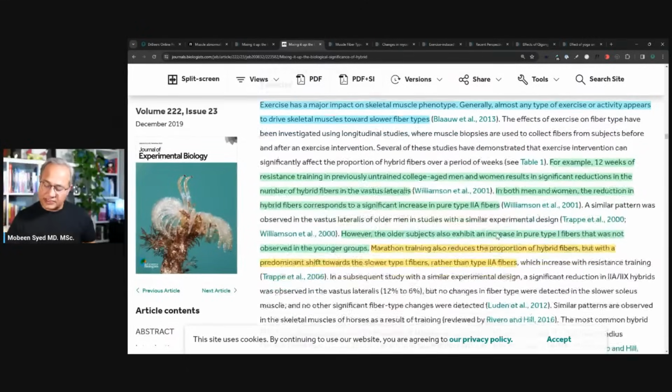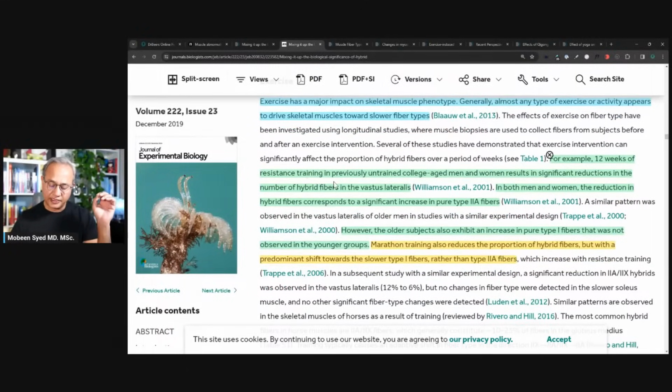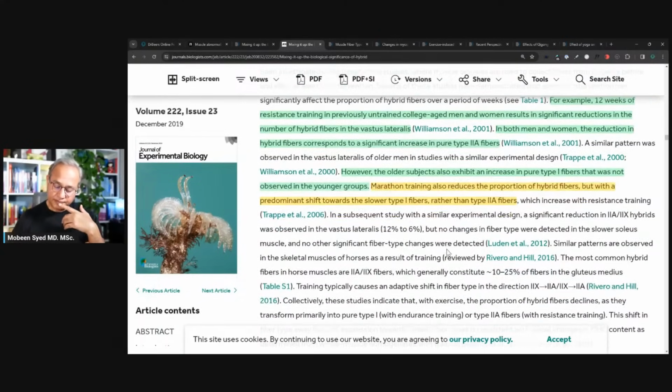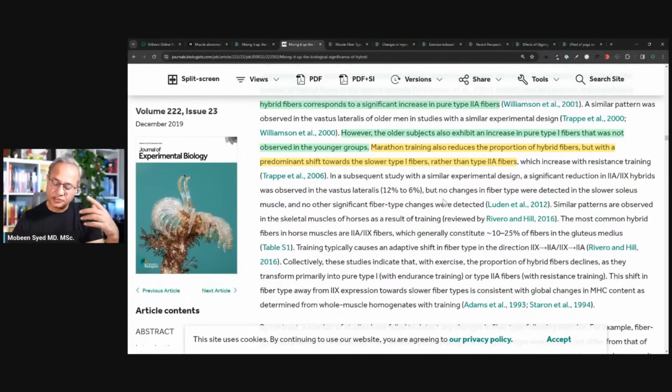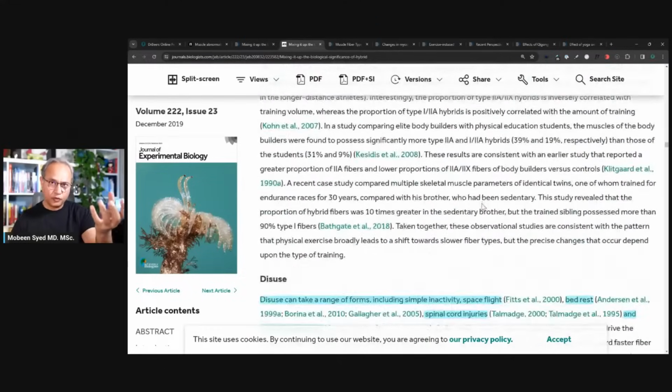So if you see here, for example, 12 weeks of resistance training in previously untrained college-aged men and women results in significant reduction in number of hybrid fibers in the vastus lateralis. In both men and women, the reduction in hybrid fibers corresponds to a significant increase in pure type 2A fibers. Marathon training also reduces the proportion of hybrid fibers. So they can act as a pool as well.